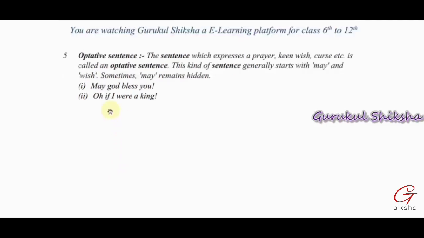Now come optative sentences. What are optative sentences? The sentences which express a prayer are called optative sentences. In a sentence, if you are praying for someone, that comes under optative sentences. This kind of sentence generally starts with may and wish. We can see some examples for better understanding. May God bless you: you are praying for someone. Oh, if I were a king: you are wishing that if I were a king. That comes under optative sentences.